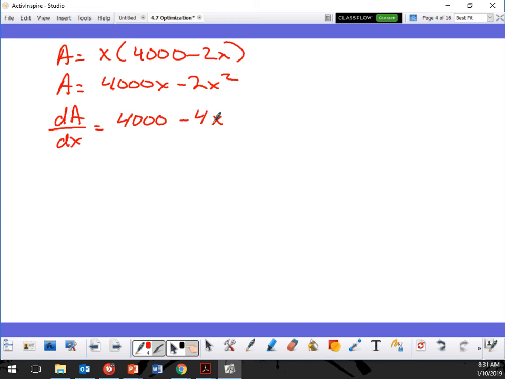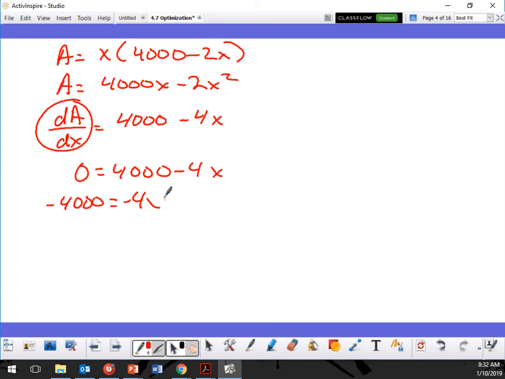And we said we're maximizing this, so this one has to be equal to 0. I took the derivative, and this has to be equal to 0 to maximize it. So let's set that equal to 0. So 0 equals 4,000 minus 4x. Negative 4,000 equals negative 4x, divided by negative 4. x is 1,000.